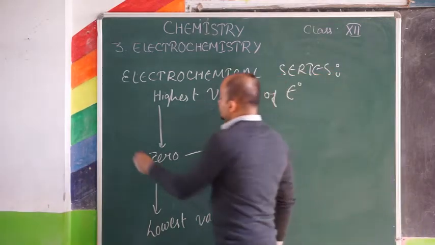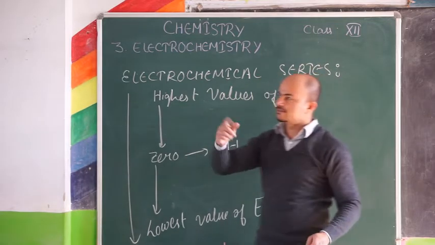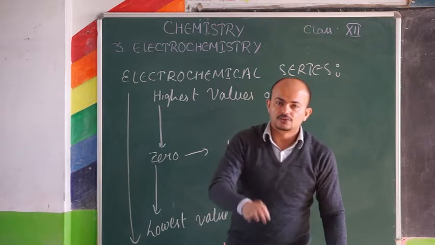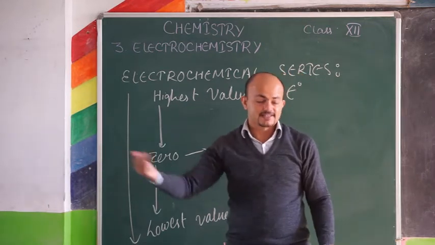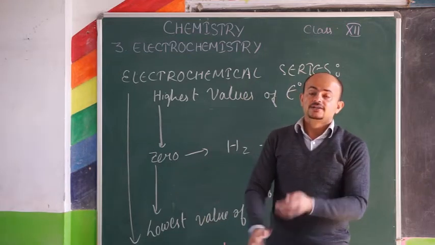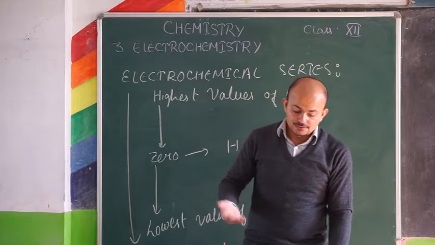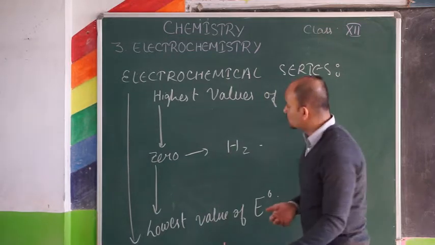So this series is known as what? Electrochemical series. And one of the applications, as I told you just now, is that from this series we will be able to tell which electrode will be acting as anode and which electrode will be acting as cathode. There are so many other importances of the electrochemical series. So let's discuss them one by one now.